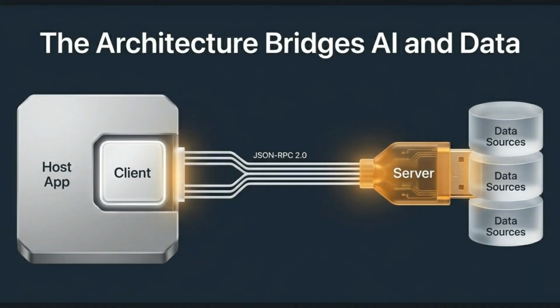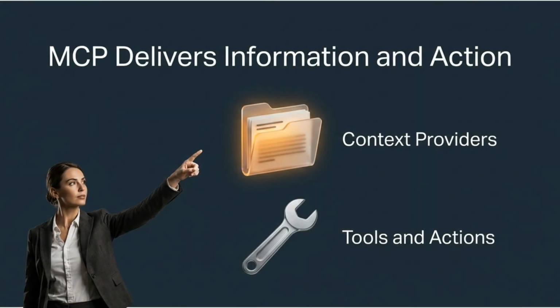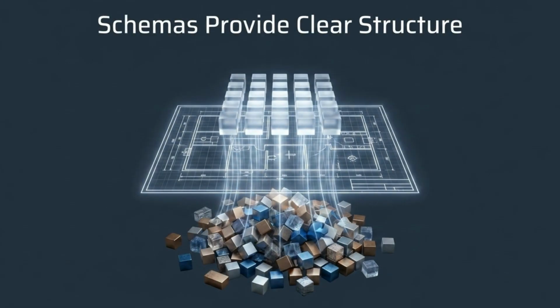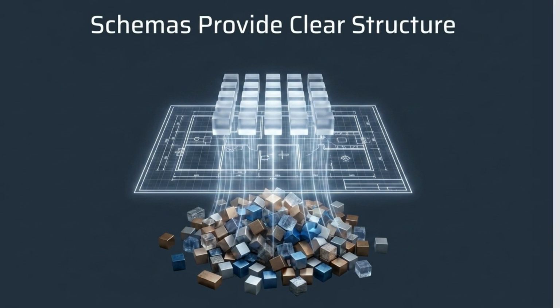The architecture of MCP uses JSON RPC 2.0 to bridge the AI client within the host application and the server, which connects to various data sources. MCP standardizes the delivery of context providers, which supply information, and tools and actions, which enable the AI to perform tasks. Schemas within the MCP provide a clear, structured framework for defining context, ensuring consistency and machine readability.